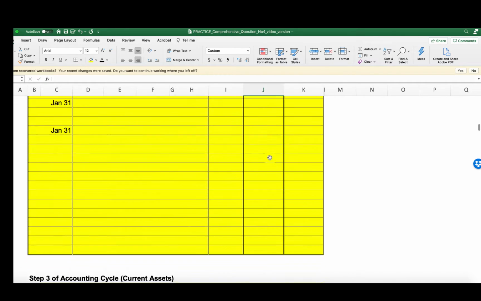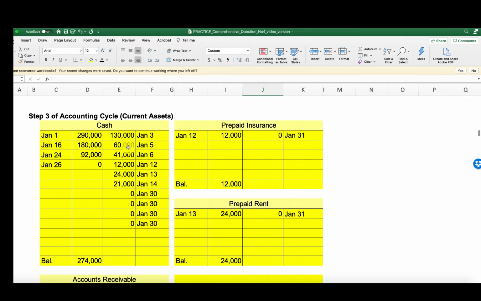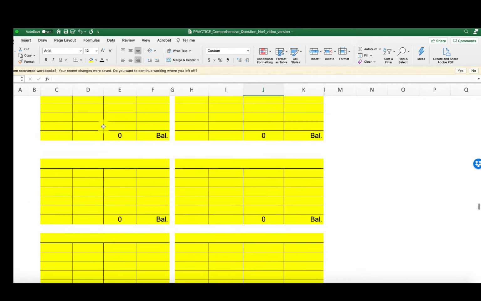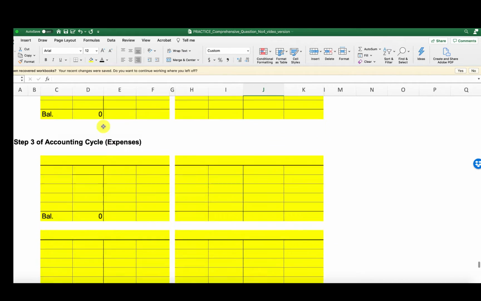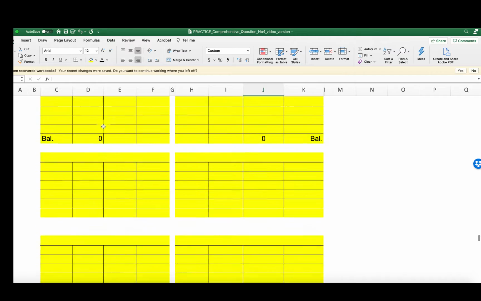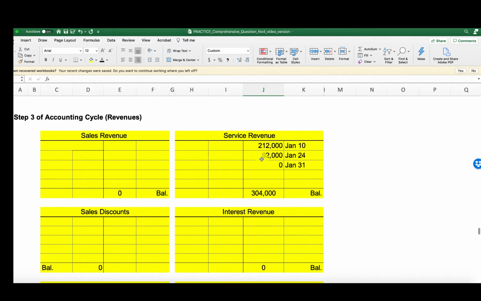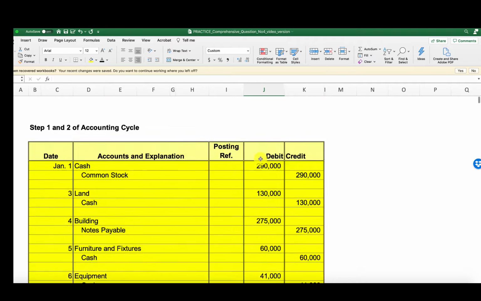And I go down and I post. You cannot forget this step. Debit for 92, and I go down to service revenue. And service revenue is going to have the 92,000. All right? Let's look at the next one.